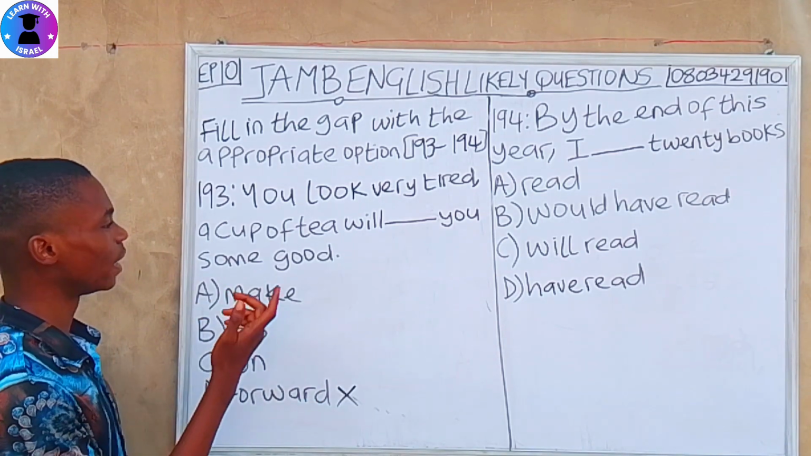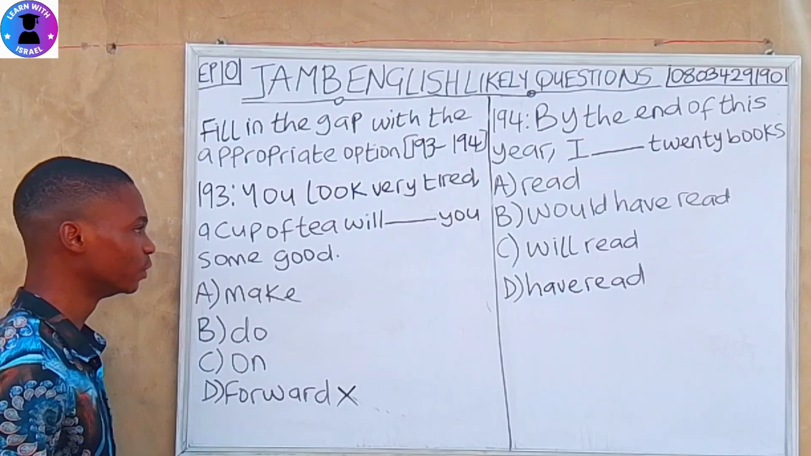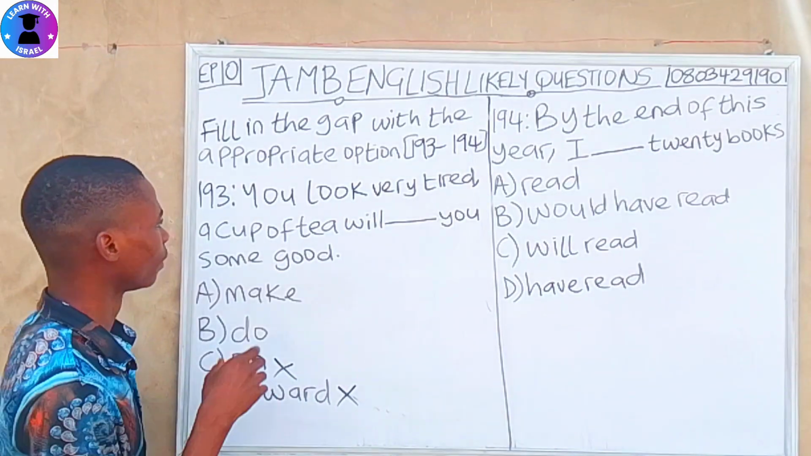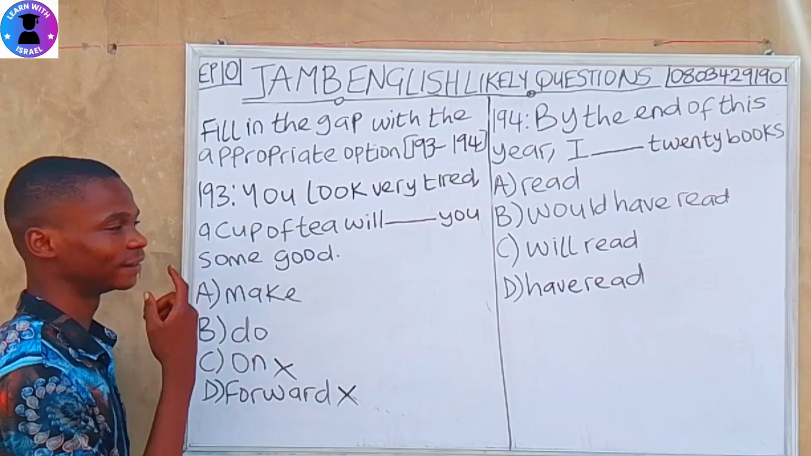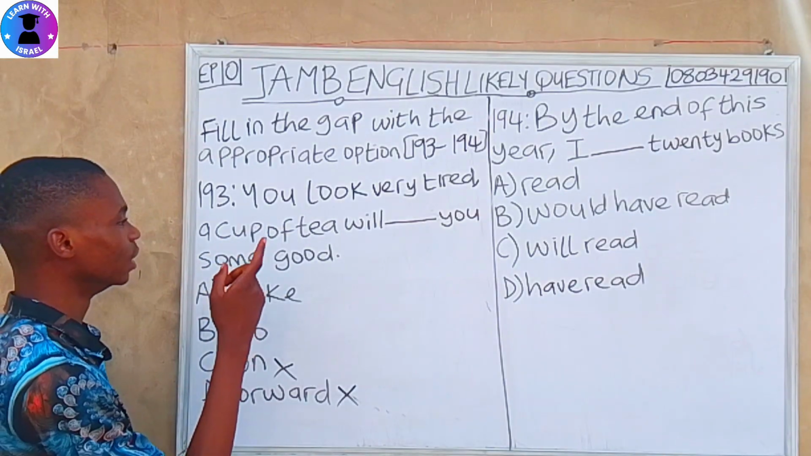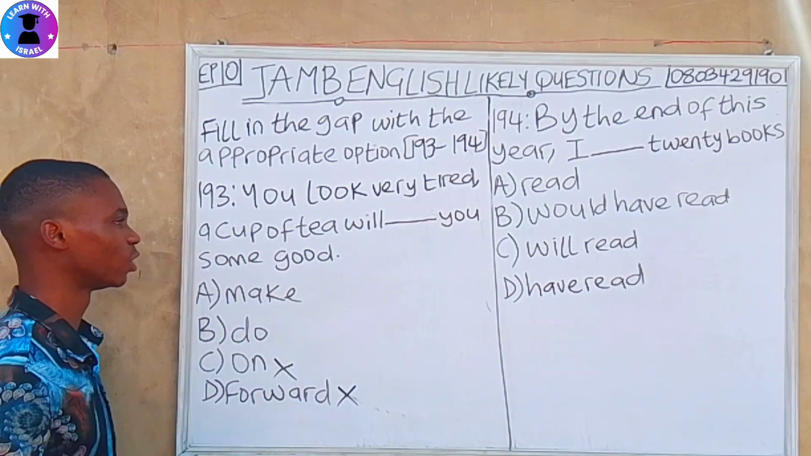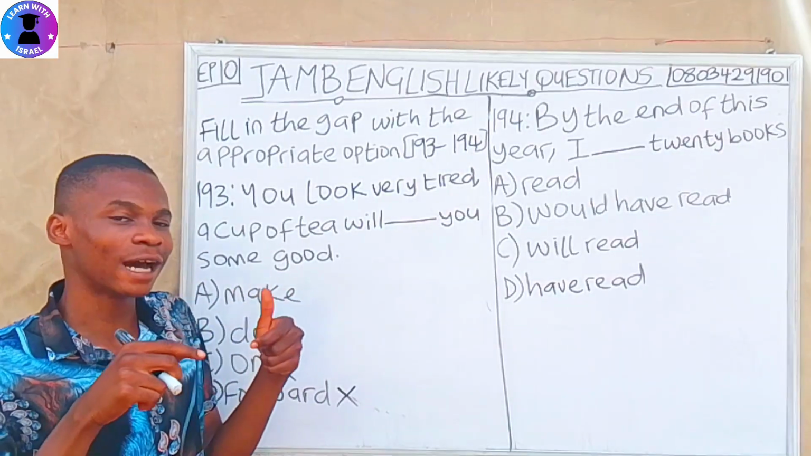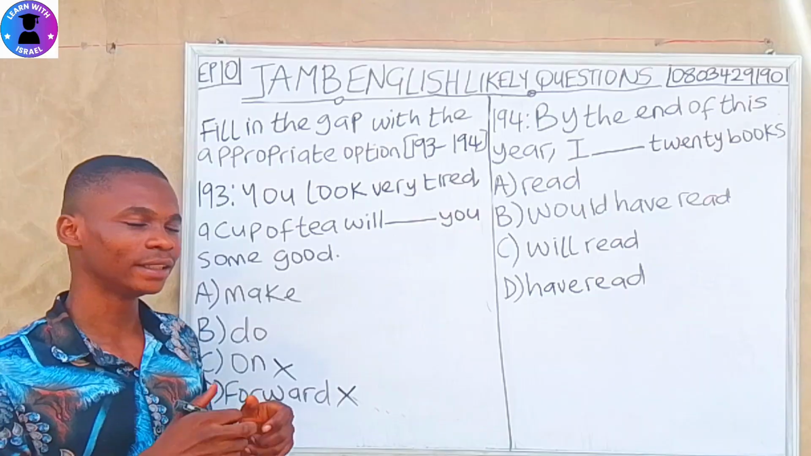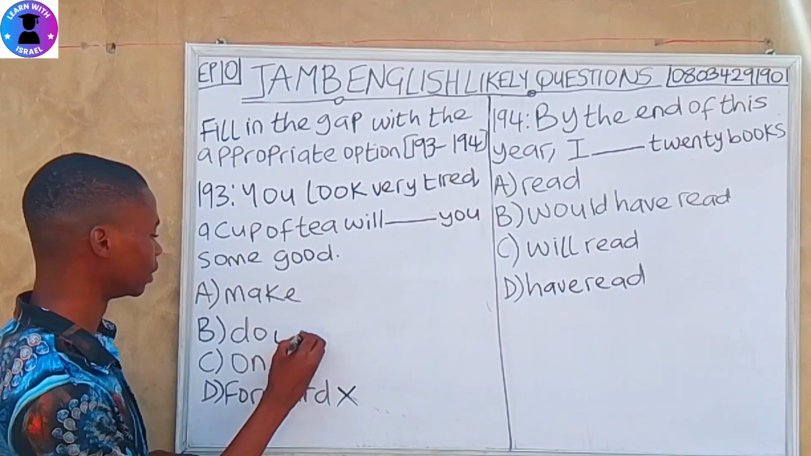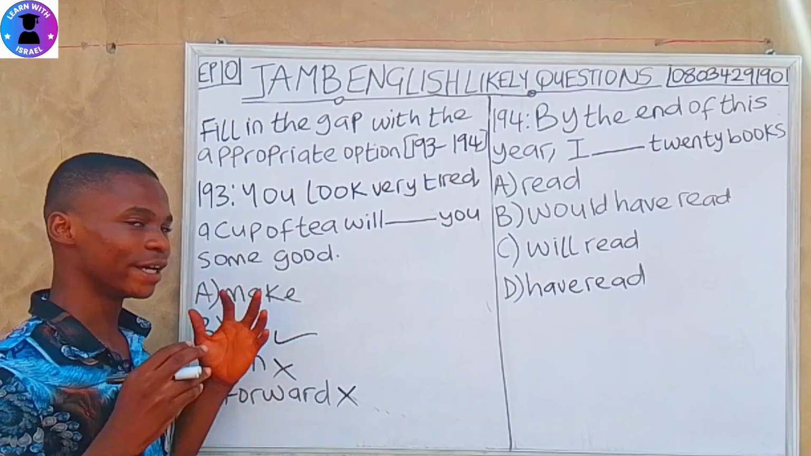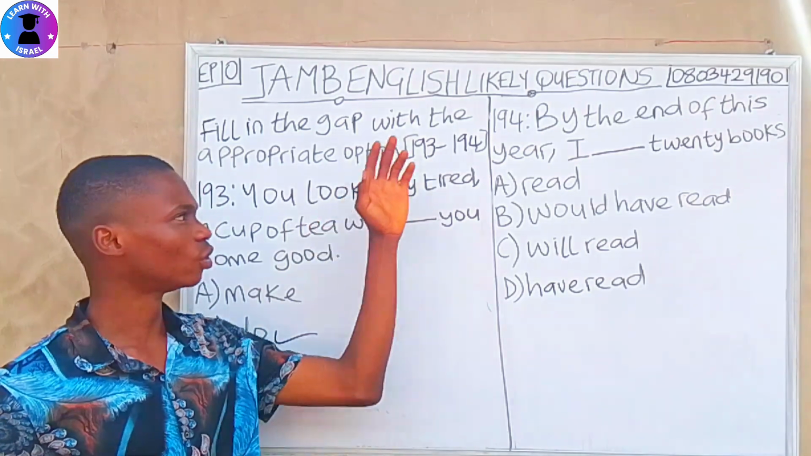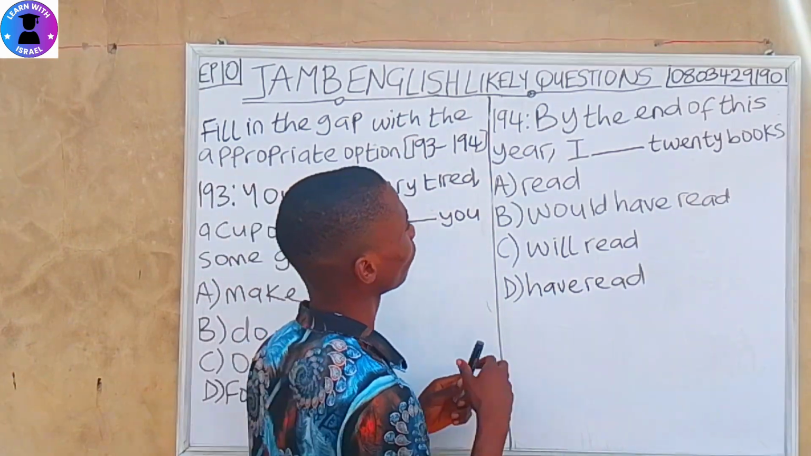Option C. You look very tired. A cup of tea will on you. There is nothing like that. That's totally incorrect. You look very tired. A cup of tea will do you some good. The verb that fits in well with the context is do. So do is the correct answer. You look very tired. A cup of tea will do you some good. So let's move to the next one.